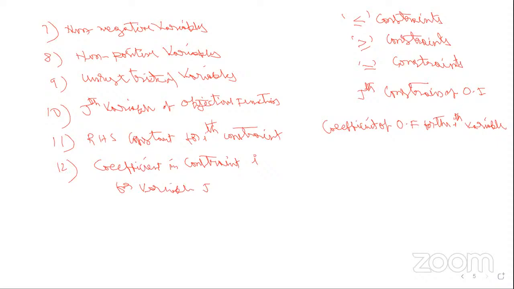Coefficient in the constraint. Constraint j for variable i. Very good. So, example 8.45.